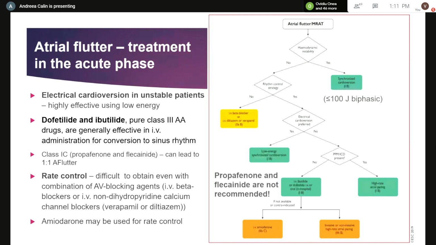administering these drugs. The rate control in patients with atrial flutter may be difficult to obtain even when we combine AV blocking agents, and in some patients we can use amiodarone for the rate control.